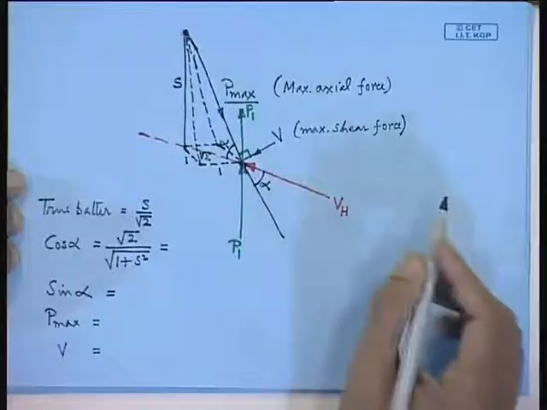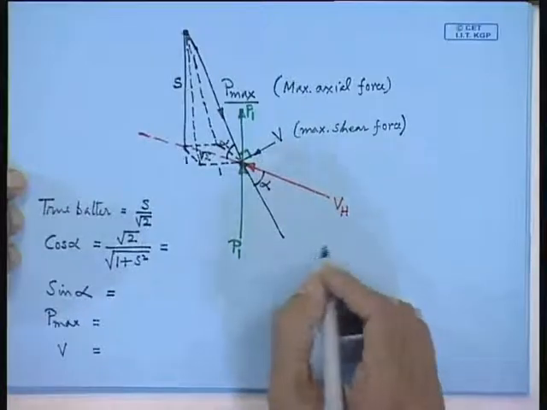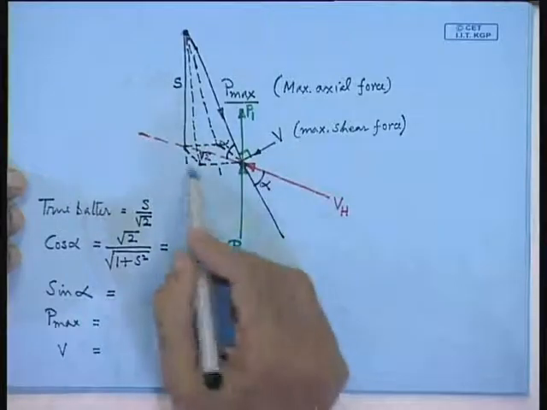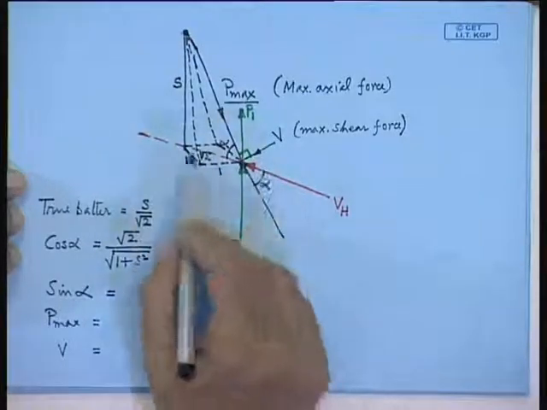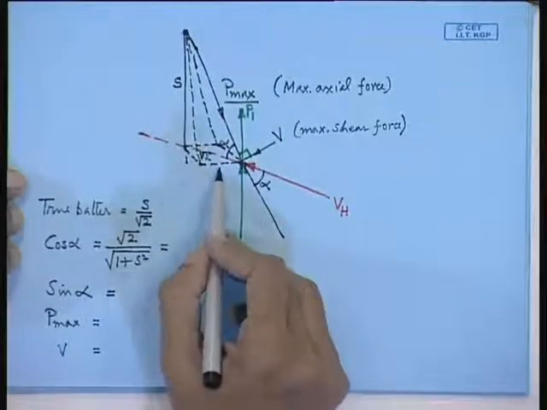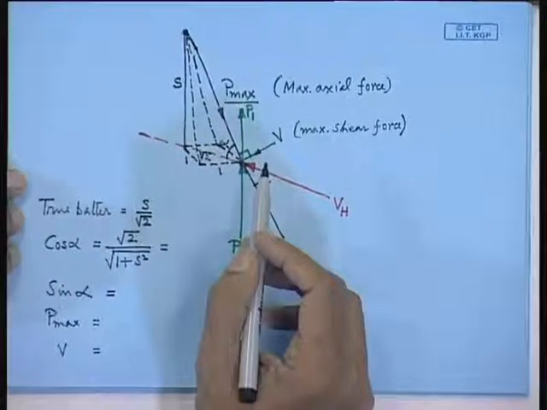So, let us try to finish this problem that we are working out. So, cos alpha will be root 2 over root of 2 plus s square. Square root of 1 plus 1 is root 2. No, this 1 square plus 1 square is how much? 2. Tan alpha is s by root 2 and cos alpha is root 2 by root of 2 plus s square.